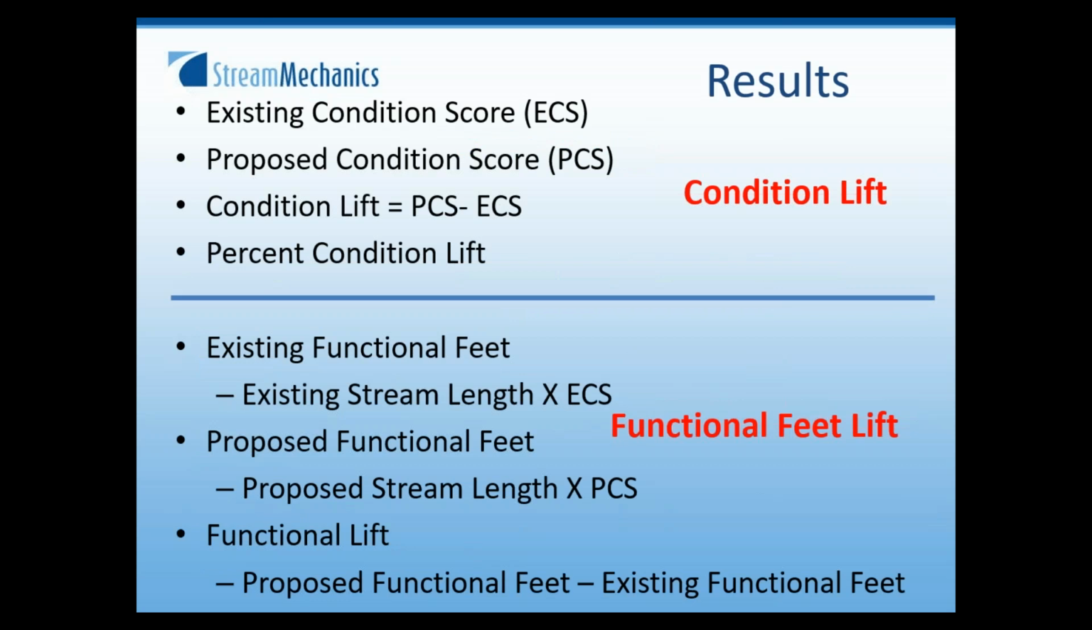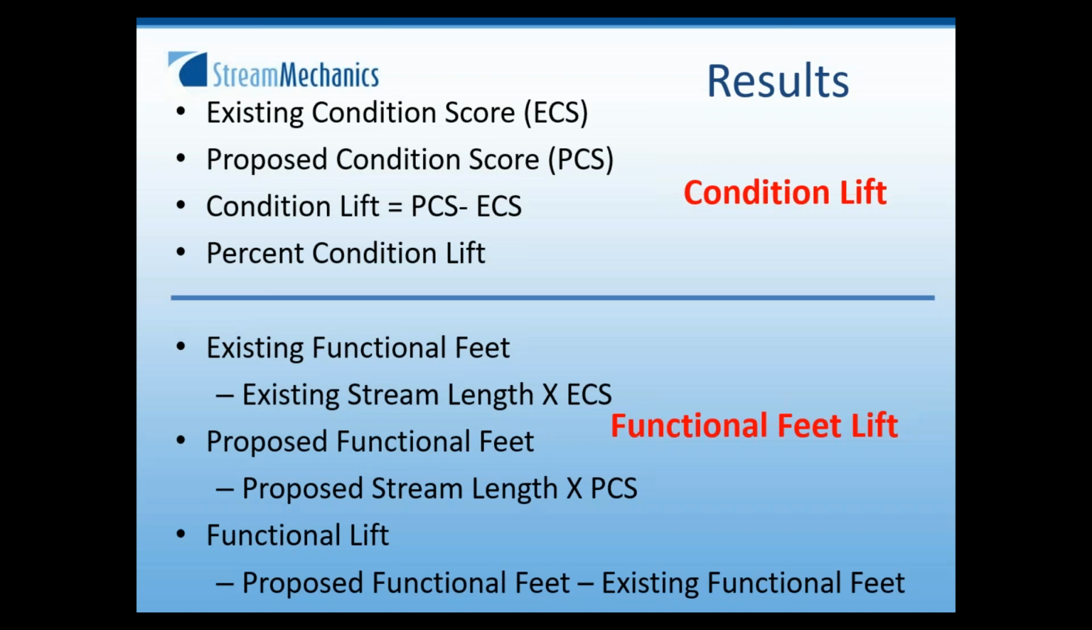So as we get into the results, there's a couple of ways to look at the results, and there's a table in the stream quantification tool that shows this. There's an existing condition score, the ECS, the proposed condition score, and then there's that first measure of lift, which is the condition lift. That's the PCS minus the ECS. These are those index values that have been averaged, like I was just showing.